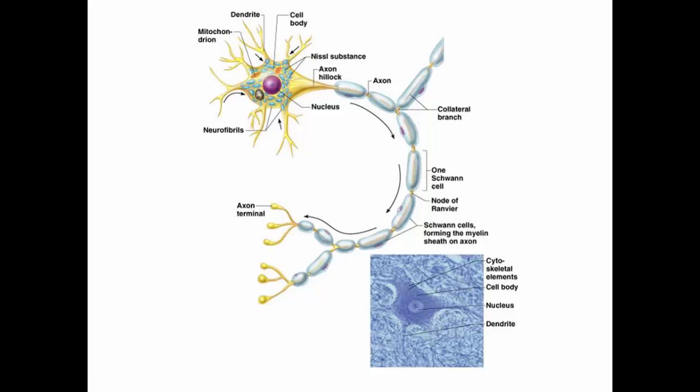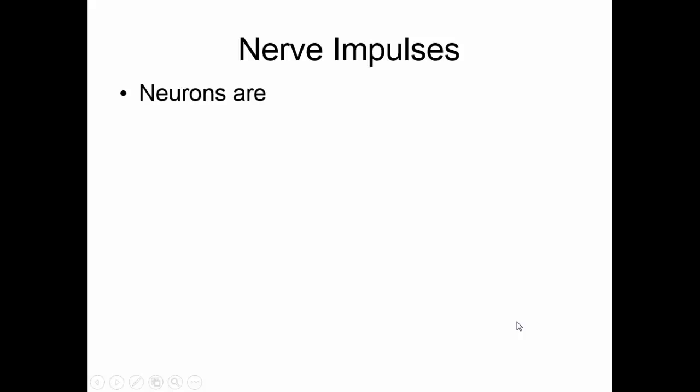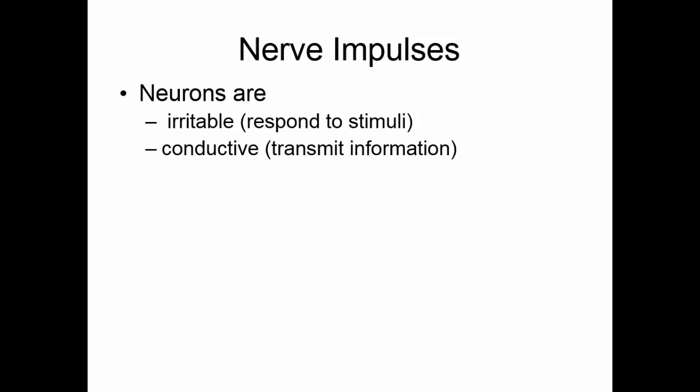This is a microscope slide showing as much of a neuron as we can show. We can see the branches that are the dendrites coming off. Here is the cell body with the nucleus. This is the axon hillock, and this would be the axon going off to communicate with another cell. Neurons have two unique characteristics. First of all, they're irritable. That is, they can respond to stimuli. And secondly, they're conductive. They can transmit that information to another cell.